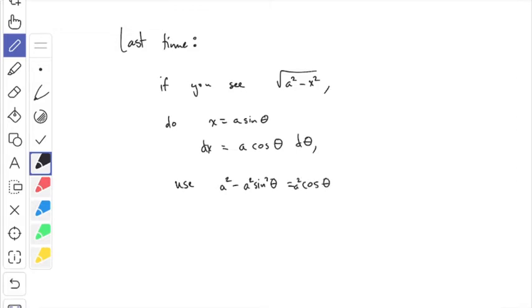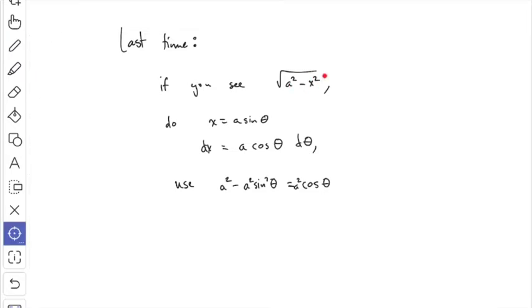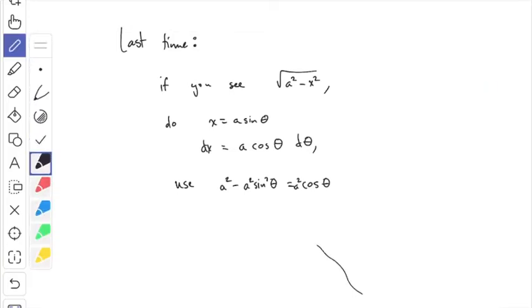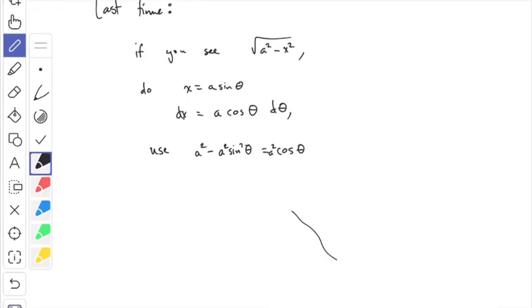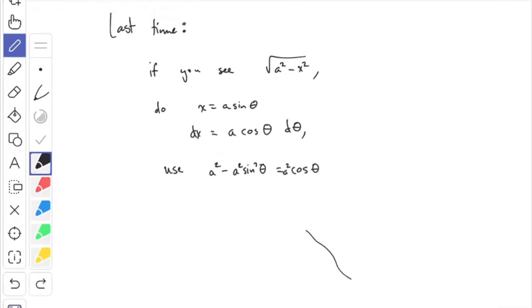This looks kind of complicated when I write it in this way, but really in the individual examples it works out just fine. It means the thing inside the square root will become a squared cosine squared theta, and then you take the square root and it just becomes a cosine theta. All right, this was the trick from last time. Professor, is that a squared cosine squared theta? Or is that just a squared? Yes, thank you. It should be cosine squared right there.